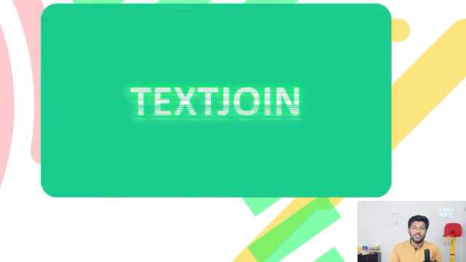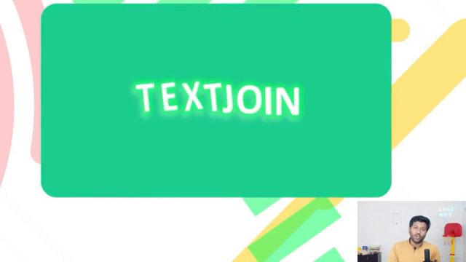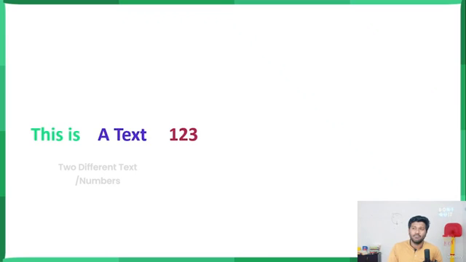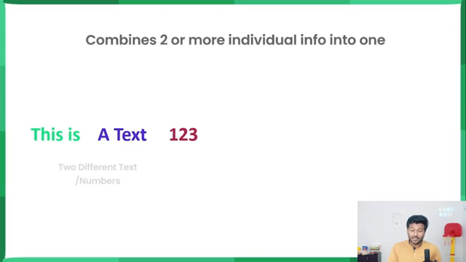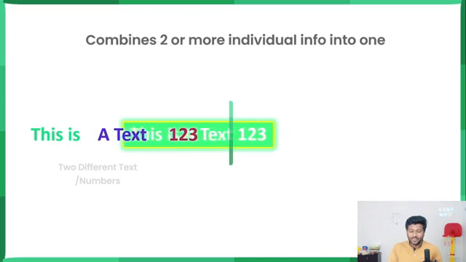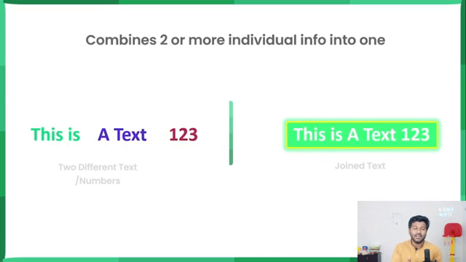So now let's move to the next formula, TextJoin. TextJoin also adds different text or different information together. It pieces information together, and this is an upgraded version of the Concat formula. So this is text 1, 2, 3. All three of those would get combined together.